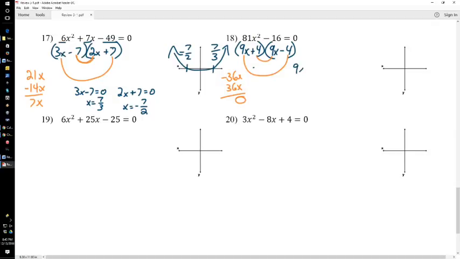So again, 9x plus 4 equals 0. Subtract the 4, divide by 9. X equals negative 4 over 9. And then we got 9x minus 4 equals 0. So add the 4, divide by 9. So x equals positive 4 ninths.